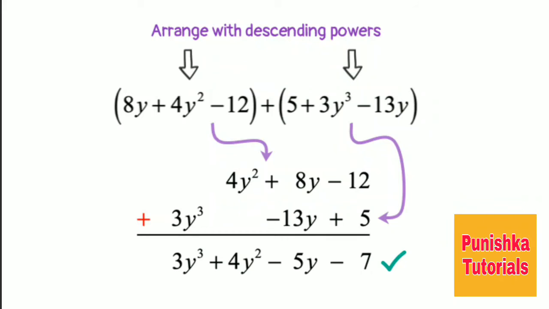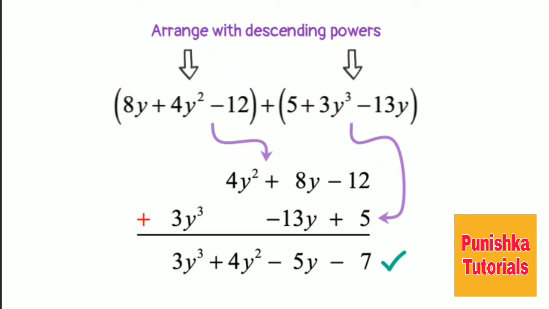We have two polynomials which we are supposed to add. Before adding, we have to keep a few things in mind. Before starting the addition operation, you have to arrange each polynomial in decreasing order of their powers. This is the first step, and the second step is you have to bring all the like terms together, and then the third step will be you have to add the like terms.